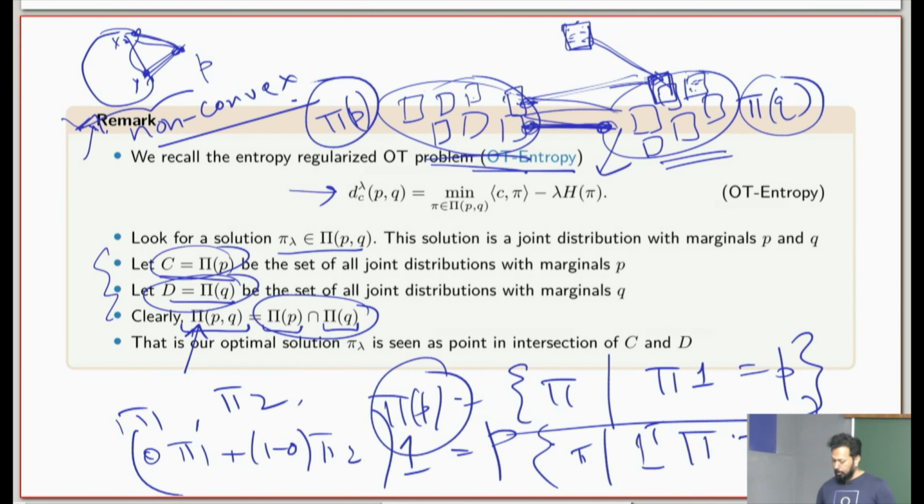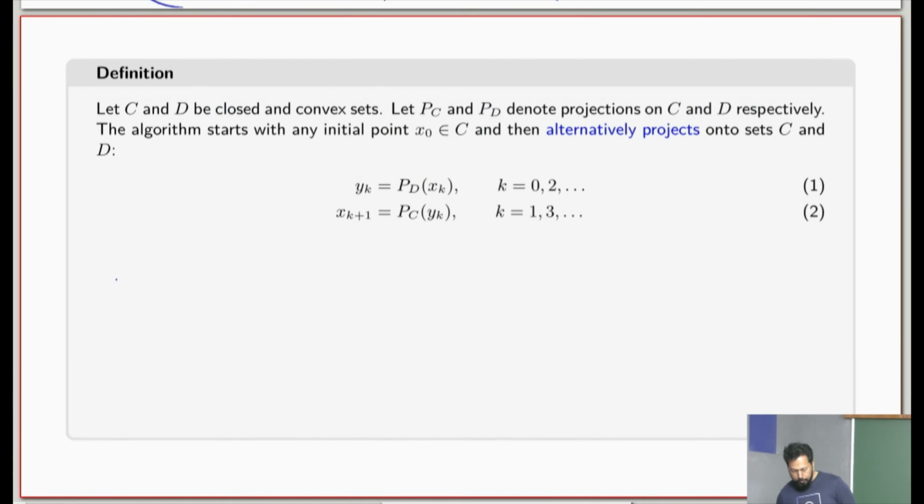So we already know the sets C and D on which we are going to do alternating projections. They are necessarily convex. Now I am a bit relieved that I can start with any random guess, do projections, get to the unique projections, and then get to the intersection. So now we are all set for the algorithm.